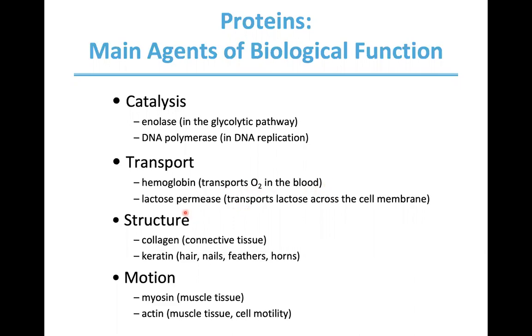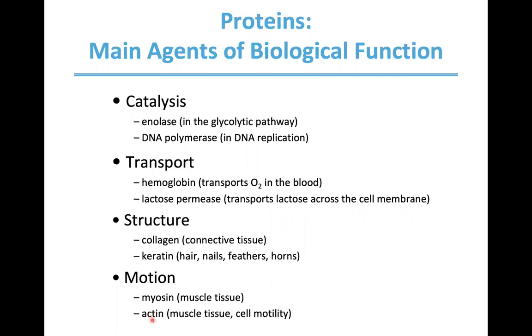Now, for example, lactose permease, right? Lactose is a sugar, and the permease allows lactose to get across the cell membrane. Structure: collagen, connective tissue, keratin, hair, nails, feathers, horns. Motion, right? Muscle tissue, so very important proteins, myosin and actin, cell motility. Actin is very important in cell motility.